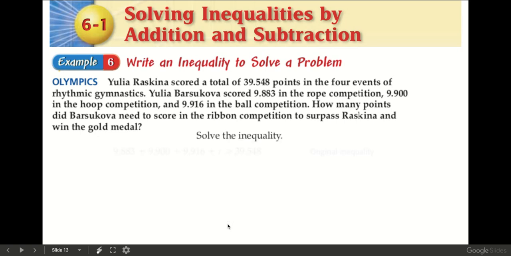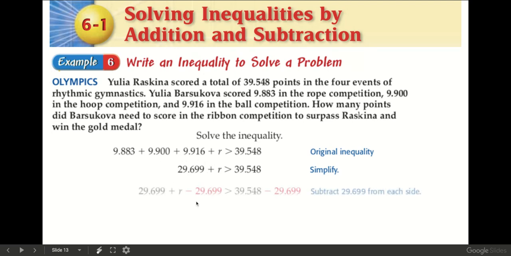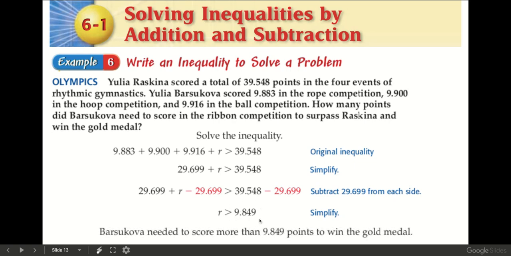So now we can solve the inequality. I'm going to start by simplifying. I'm going to add these 3 values together, and they add up to 29.699. The final part is getting the variable by itself, so I'm going to subtract 29.699 from each side. That gives me that R has to be greater than 9.849. This tells me she has to score more than 9.849 in order to win, because if she scores equal, they'll tie. So that gives me the answer to this problem: she needs more than 9.849 points to win the gold medal.